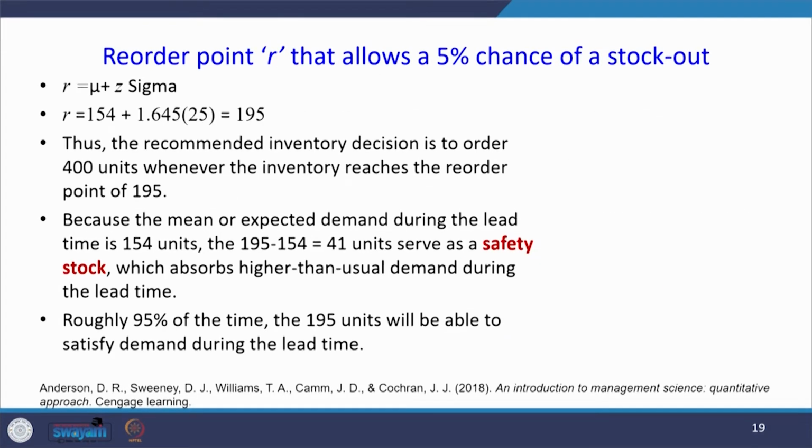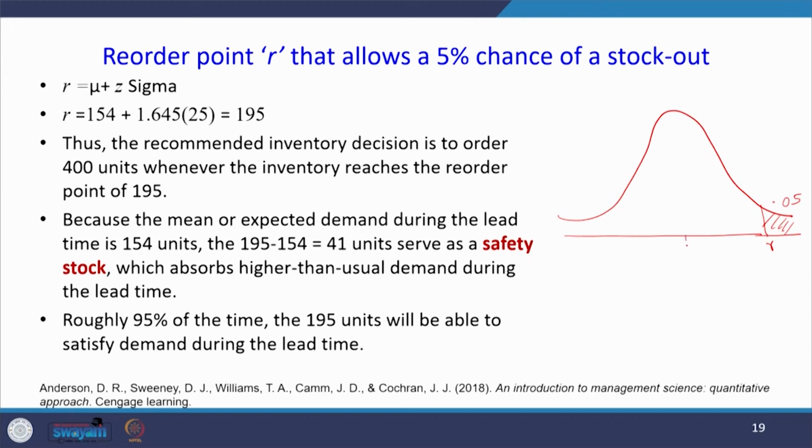Now, we will find out the reorder point. What we know is that this side area is 0.05, 5% is stock outs. So, what is this side? The remaining is 0.95. Now we have to find out this reorder point.